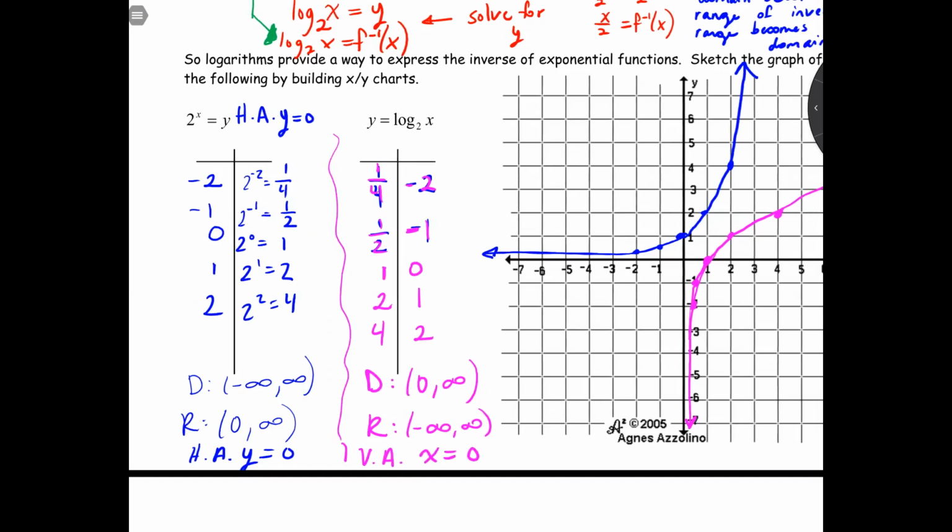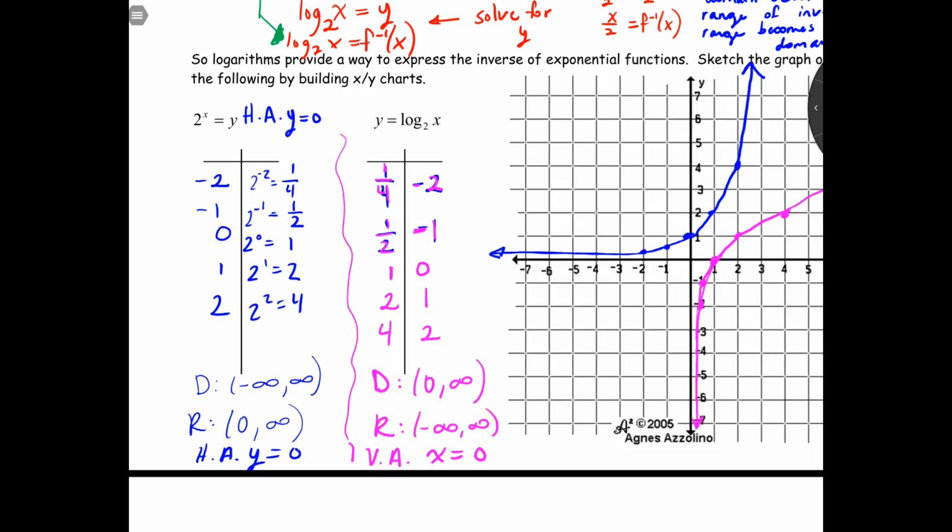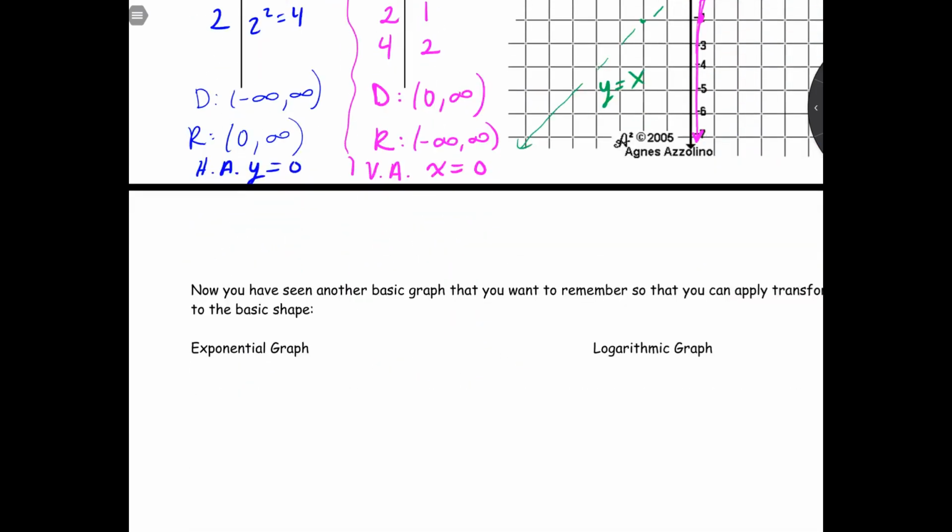Now, just to confirm your understanding of inverses, you could draw the line y equals x. So you have points on this line like 1, 1, 2, 2, 3, 3, negative 1, negative 1, negative 2, negative 2, all the way across. And you can see that the log graph is the inverse. It is the exponential graph reflected over the line y equals x. Any questions on that so far? All right, let's keep moving on.